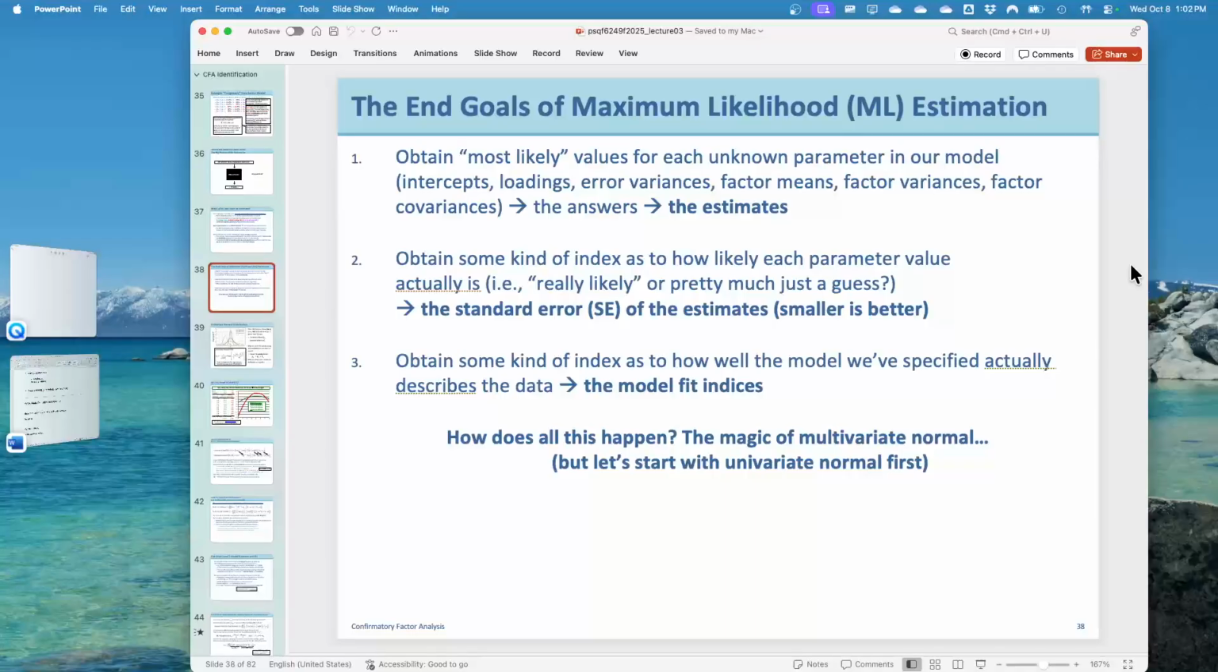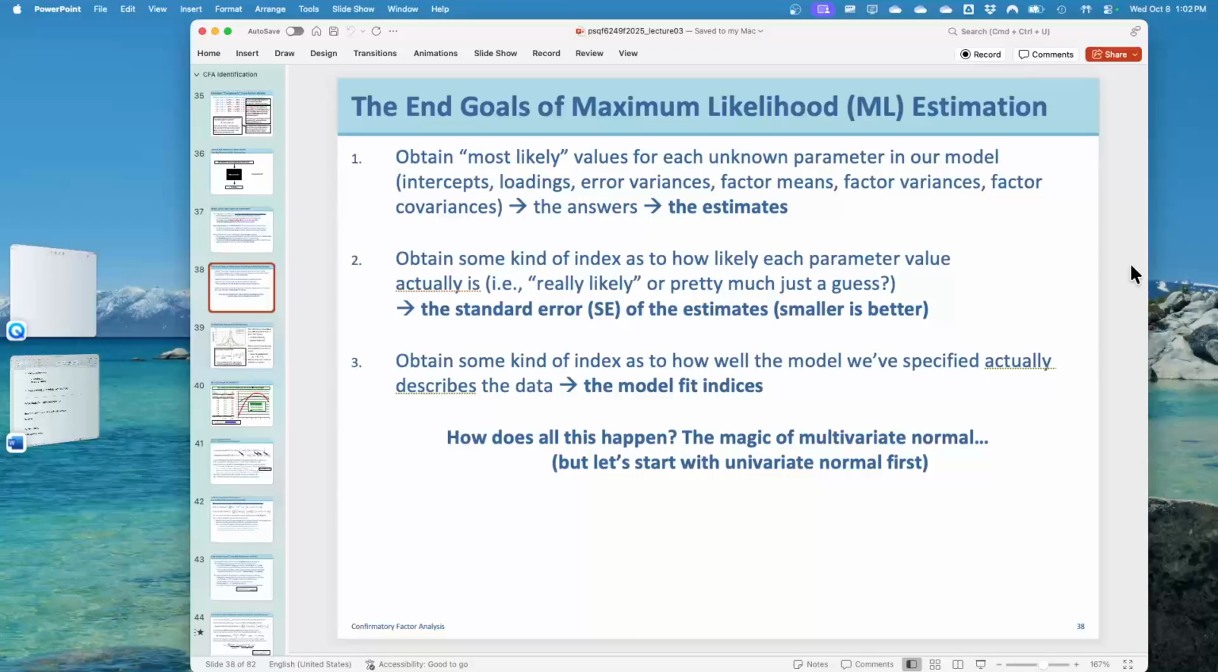So maximum likelihood. The goal is to get the most likely values for each known parameter in our model, which we call estimates, or maximum likelihood estimates, MLEs. Sometimes they're called that. Most likely is in quotes there. We'll talk about what it means by likely in a bit, but that's literally the translation of maximum likelihood, maximum to most, likelihood to likely.